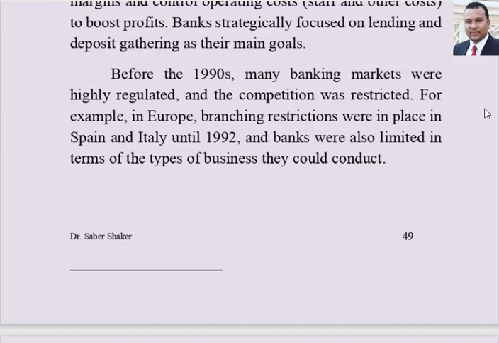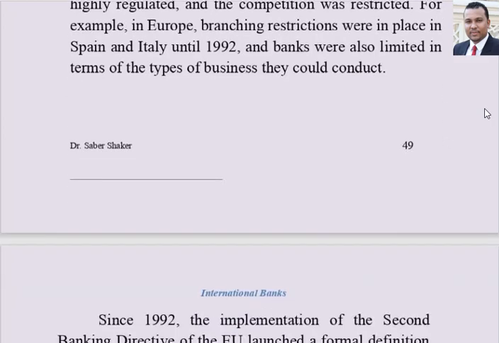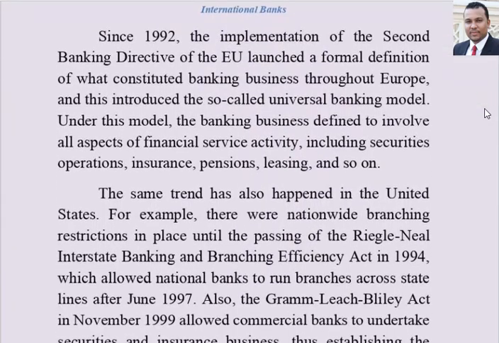Since the 1990s, mainly 1992 and the European Union integration, the regulation level decreased, so we talk about an increase in competition. Since 1992, we talk about the universal banking model. Based on this model, the banking business is defined as involving all aspects of financial services activity. So the bank provides full financial services.